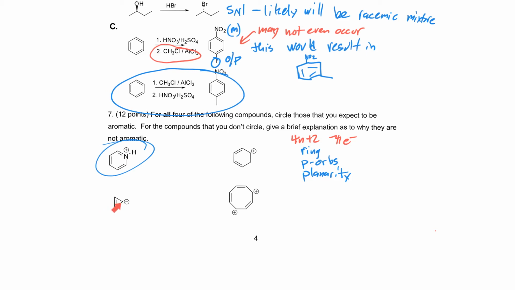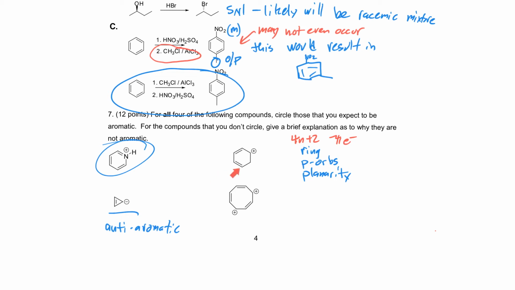This is cyclopropene anion, and that is in a ring. We could say there are p orbitals all around the ring, but if I count the 2 electrons with the anion and the 2 in the pi bond, I get 4 electrons. That is not 6 or 2. 4 does not equal 4n plus 2, so I'm not going to circle this one. This is actually anti-aromatic because it satisfies all the requirements except for the count of electrons. It is actually 4n electrons. So this makes this anti-aromatic, very unstable, highly unlikely that it would form.